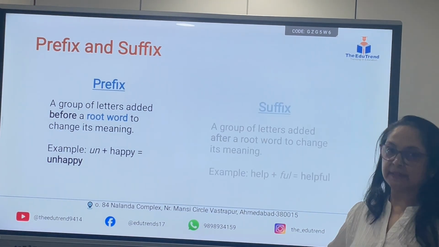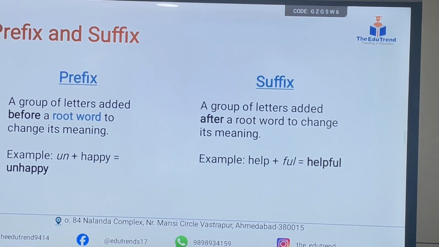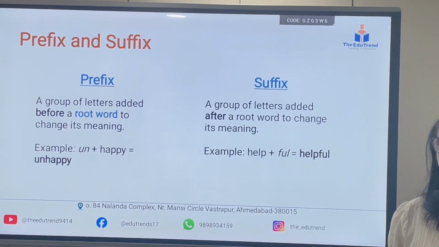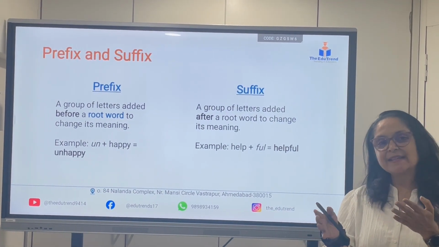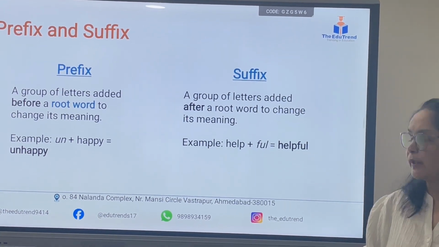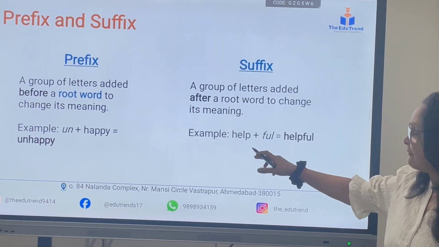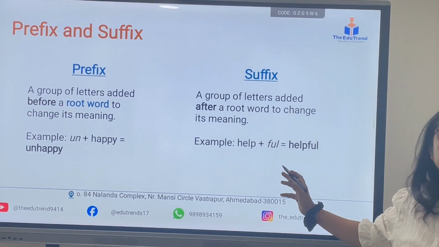Moving on to suffix. So what is a suffix? A group of letters added after the root word. Again, the root word is the main word. When we add something after it, we get a new word. For example, help. If we add ful with help, we get a word which is helpful.